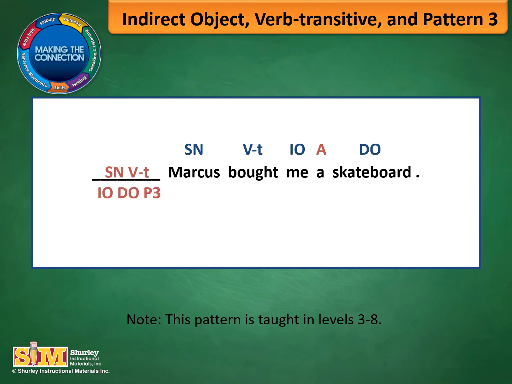Subject, noun, verb transitive, indirect object, direct object, pattern 3, skill check. Verb transitive, check again. No prepositional phrases. Period, statement. Declarative sentence. Go back to the verb. Divide the complete subject from the complete predicate. Is this sentence in a natural or inverted order? Natural, no change.